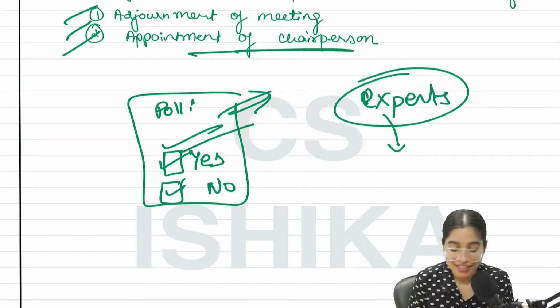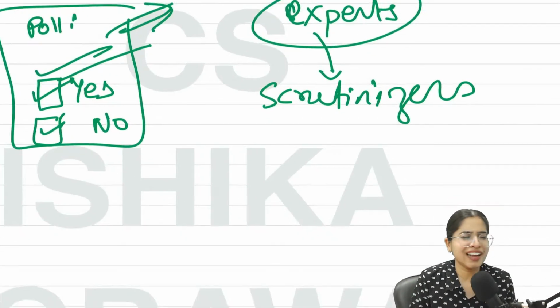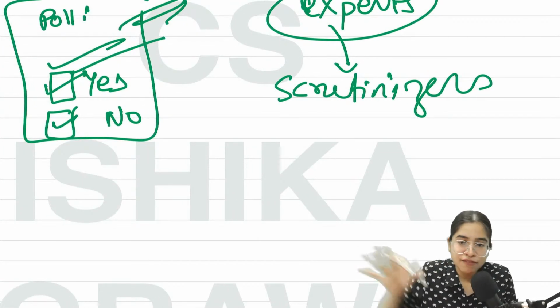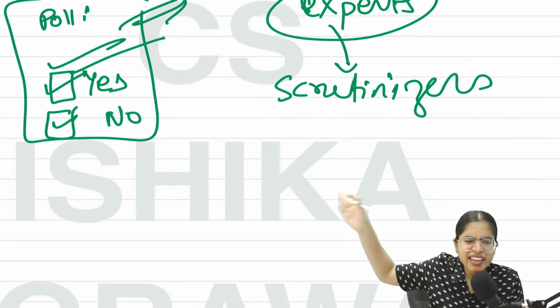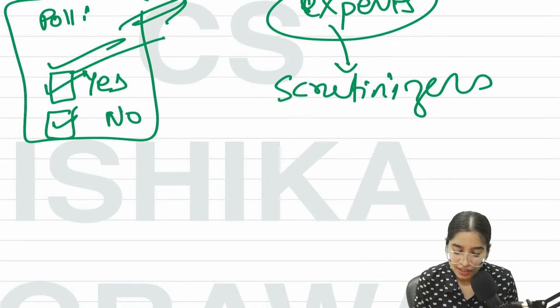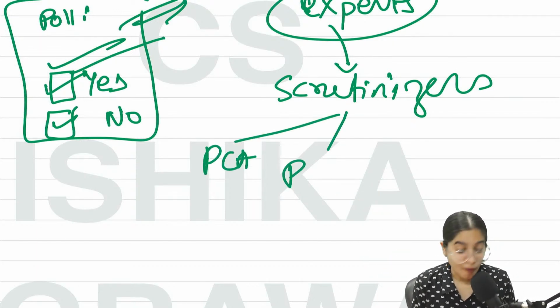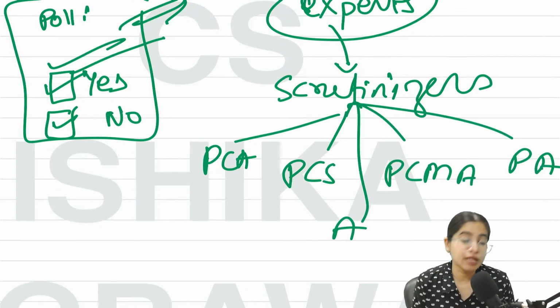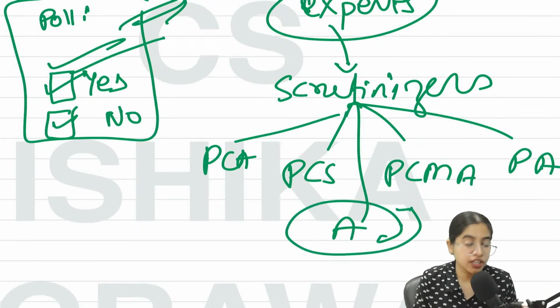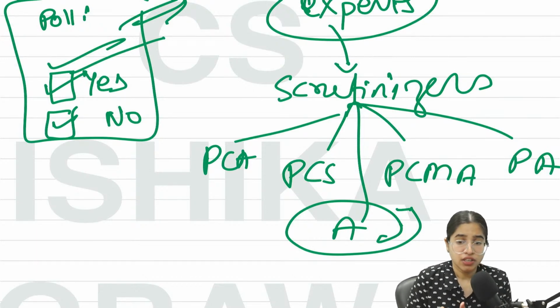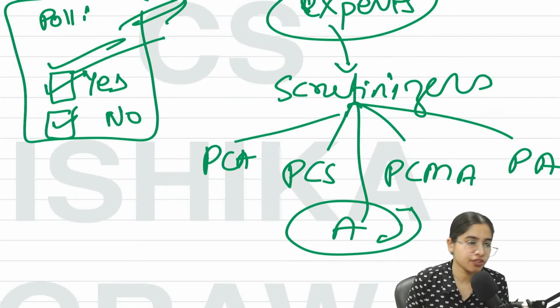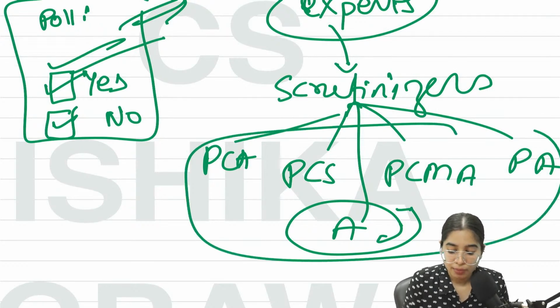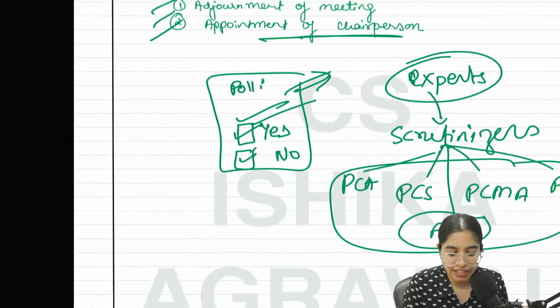Who are those experts? Those experts are known as scrutinizers. Who can be scrutinizer? Sir, same we studied, no? Yes, the e-voting scrutinizer, same here. A PCA or PCS or PCMA or practicing advocate, or any other person who has competence and who is not associated with the company, who does not have any interest in the company, and they can take assistance of any employee who is not interested with the company. So basically, the board has to appoint the scrutinizers who will facilitate the polling process.